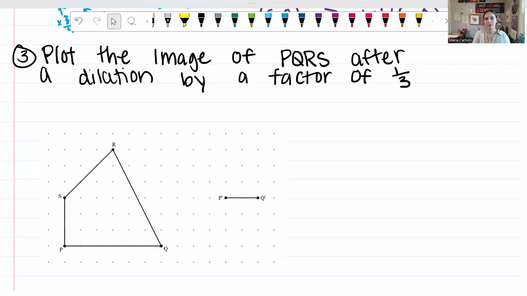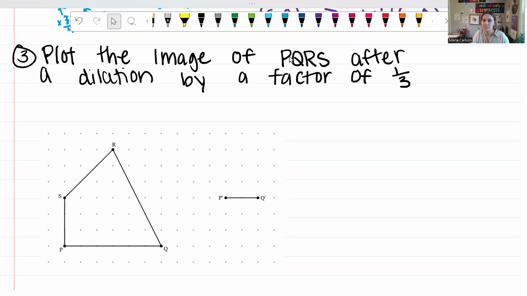Hi, everybody. In this video, I'm going to go through our final example for the lesson on experimenting with dilations. So plot the image of PQRS after a dilation by a factor of 1/3. And one side note has been done for us.